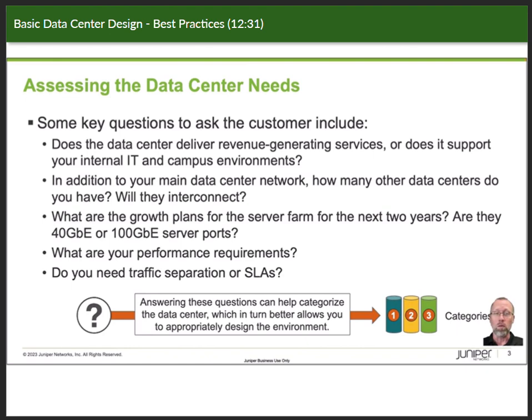Fourth, what kind of performance is required? This offers information about latency needs, wire speed, and deployment, also pointing to the necessary switches. Fifth, does the customer require traffic separation or SLAs? This informs whether they must meet service provider specifications.